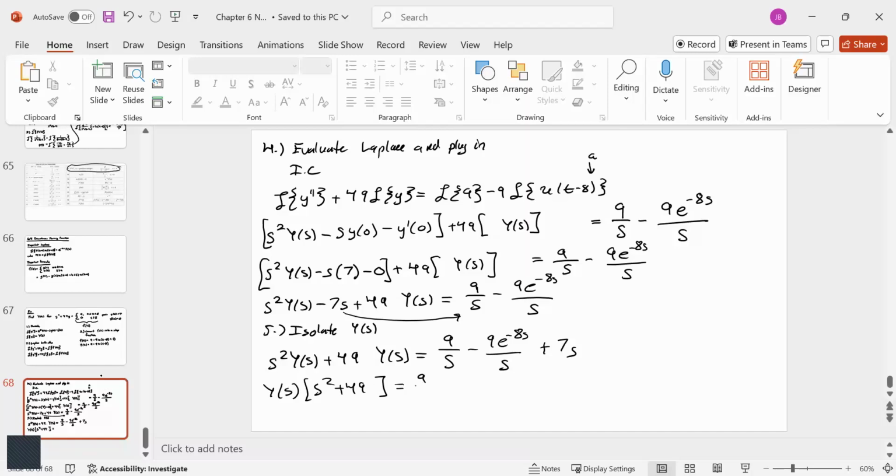There we go. A lot of mistakes on the first example, but that's okay. At least we caught them. And then divide over.